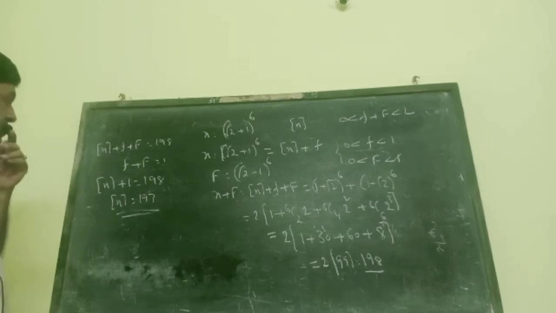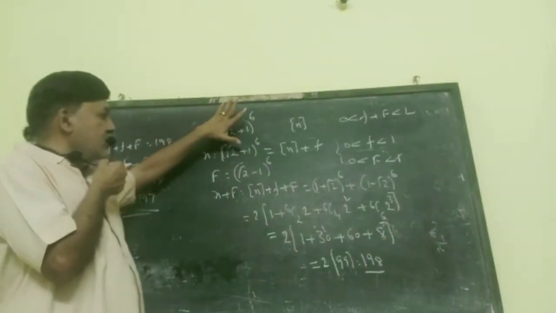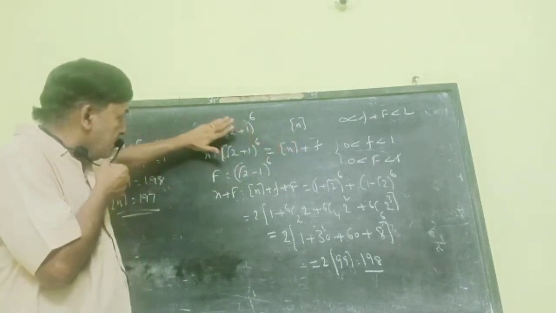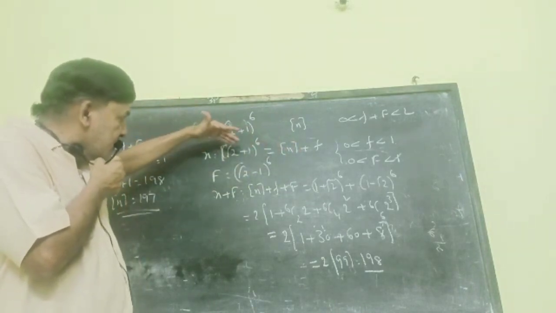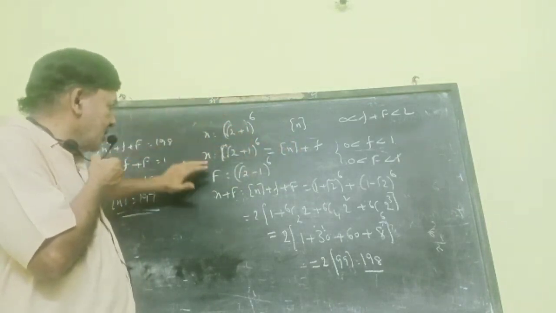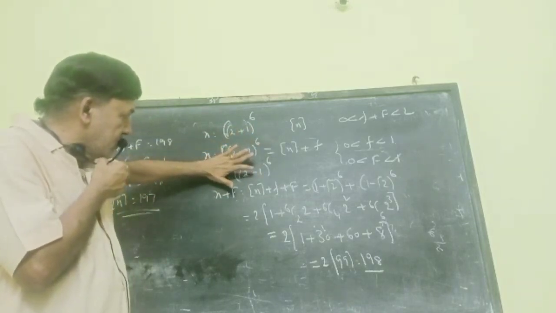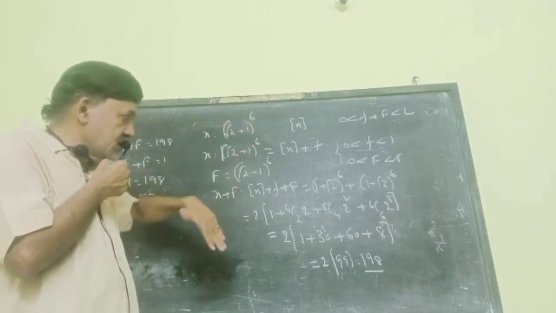Step x is equal to 197, you are going to get. So the integer part of this happens to be step x. To get this problem, you consider the conjugate of this. This is the conjugate of this. This is definitely less than 1, whole power 6 less than 1.